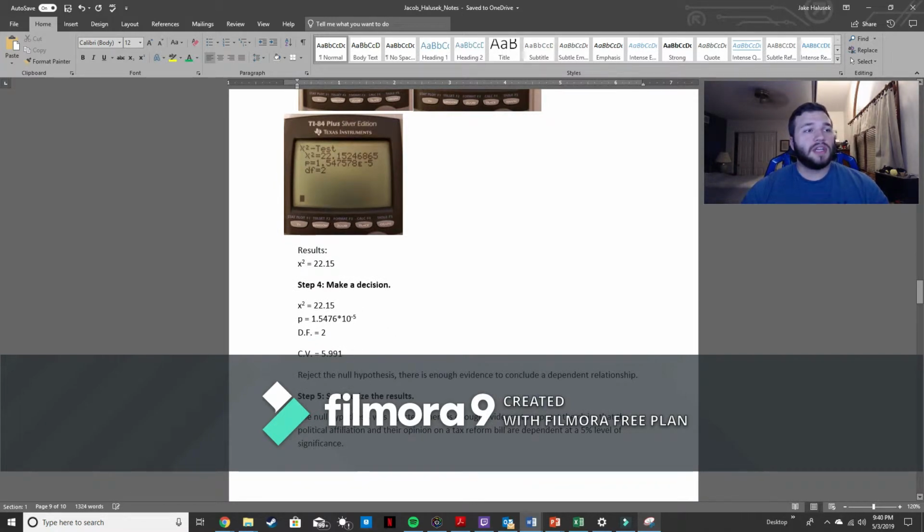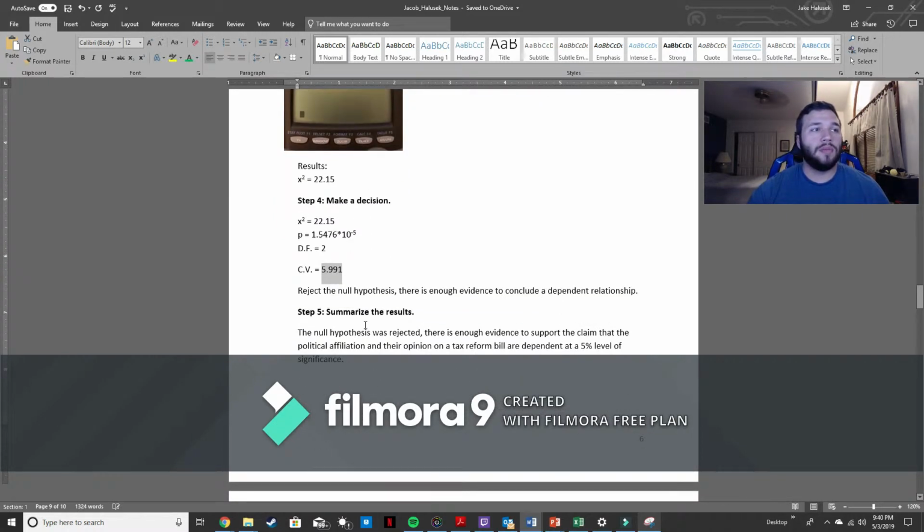Now I'm making a decision based off the information we figured out just here. We are going to reject the null hypothesis because there is enough evidence to conclude a dependent relationship. Our chi-square value we have here is greater than the critical value, and therefore we have enough information to conclude a dependent relationship between the political affiliation and the tax reform bill opinions. Putting this into a summary, the null hypothesis was rejected. There is enough evidence to support the claim that the political affiliation and their opinion on a tax reform bill are dependent at a 5% level of significance.